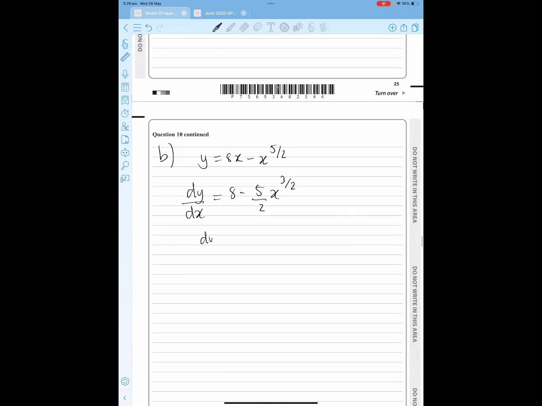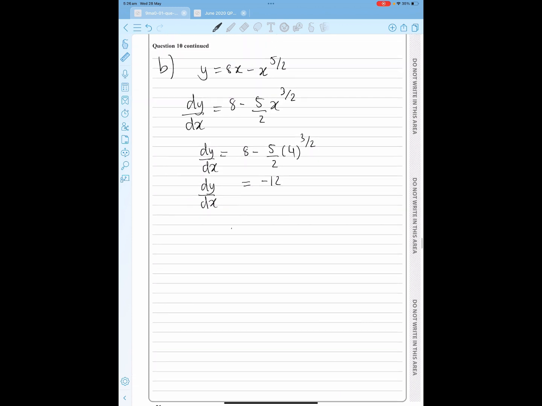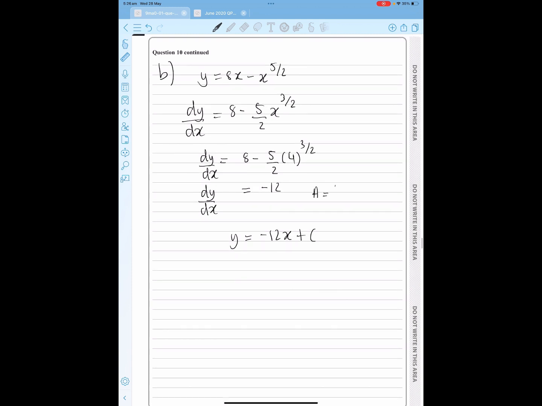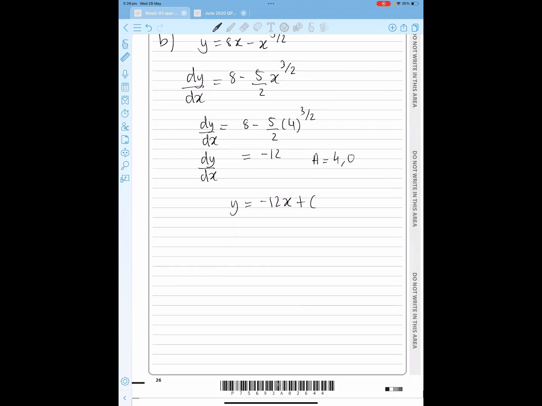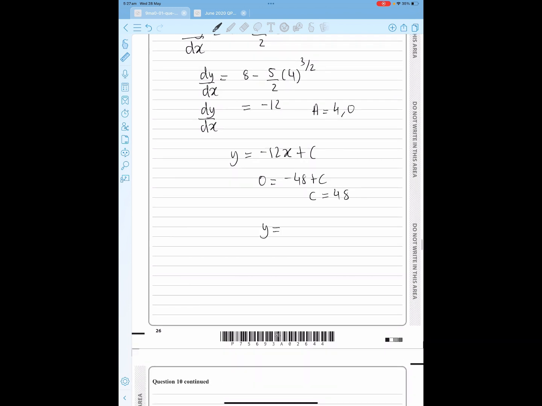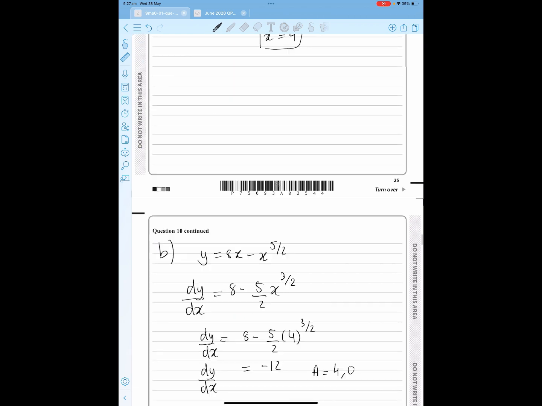So we can plug in x is 4. 8 minus 5 over 2 times 4 to the power of 3 over 2. We get 8 minus 5 over 2 times 8. We get minus 12. So the gradient is minus 12. So we know it would be y is equal to minus 12x plus c. We know the coordinates of A was 4, 0. Let's find the value of c. So y would be 0, x is 4. So that would be minus 48 plus c. c is 48. y is equal to minus 12x plus 48. What did they want?